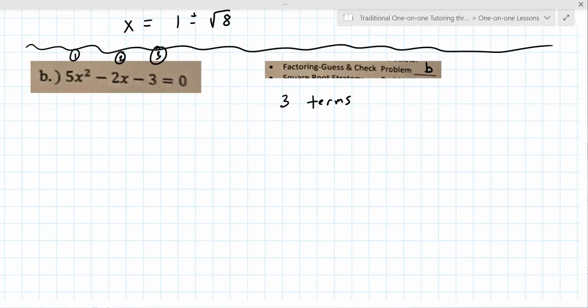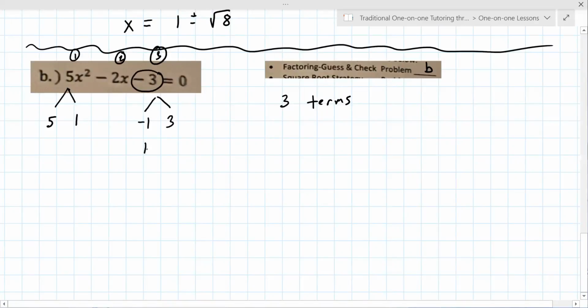The reason it's called guess and check is you're supposed to look at this number right here, 5, and say the factors of 5, like 5 and 1, which multiply to 5. For 2, 1 and 2. For -3, we do have to do it, and it's either -1 and 3 or 1 and -3. Do you see how these both multiply to -3? So a positive and a negative equals a negative.